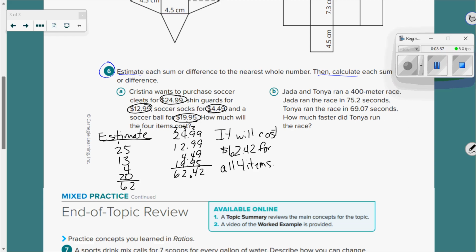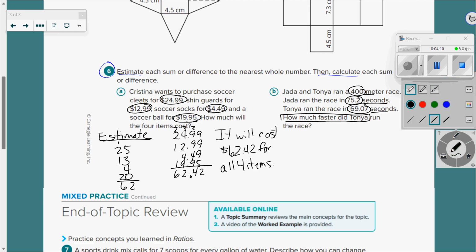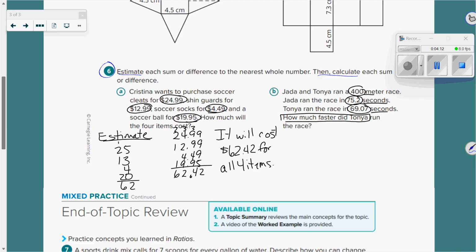Okay, Jamie and Tanya ran a 400-meter race. Jamie's race time was 75.2 seconds. Tanya ran the race in 69.7 seconds. How much faster did Tanya run? First, we need to do an estimate. This one is going to look very similar.